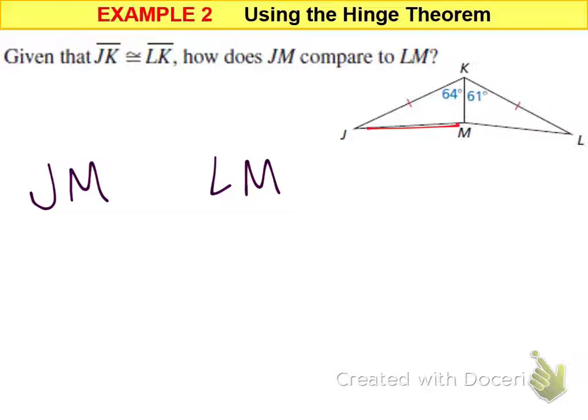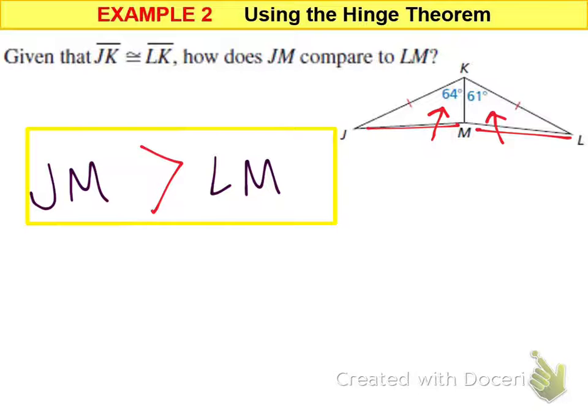JM is across from 64 degrees, and then LM is across from 61. So what do we think? Less than, greater than, or equal to? Greater than. Because JM is across from the bigger angle.